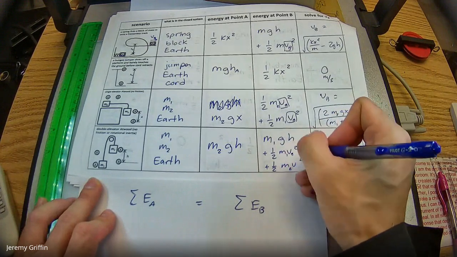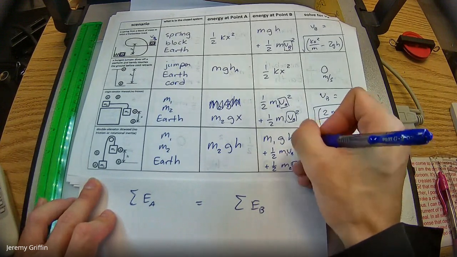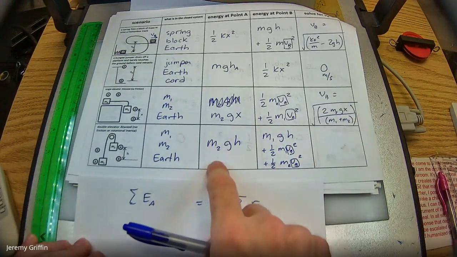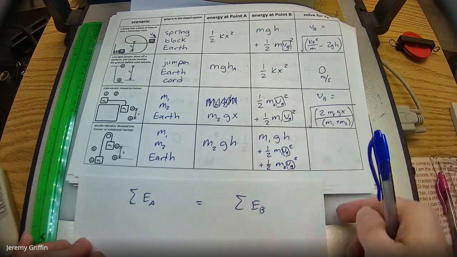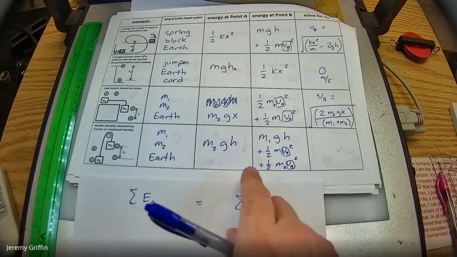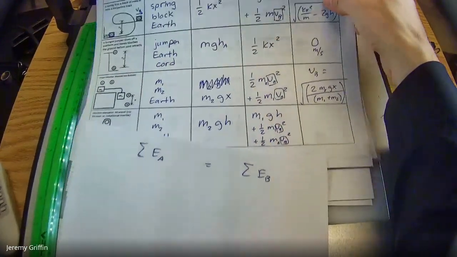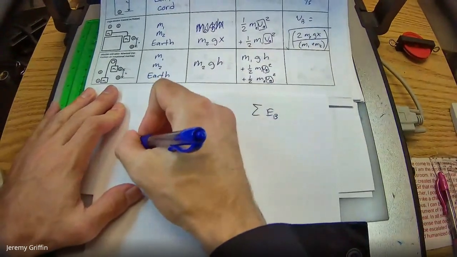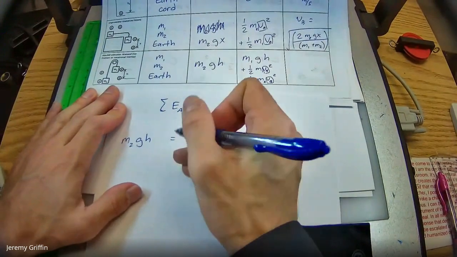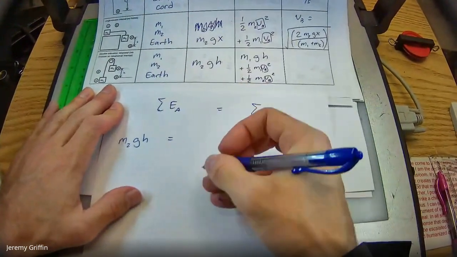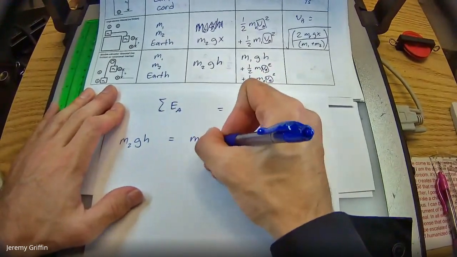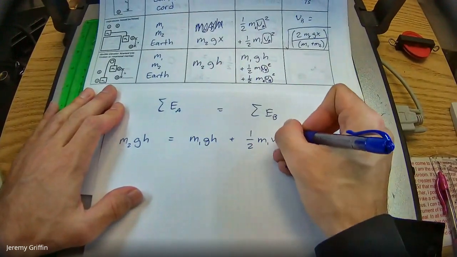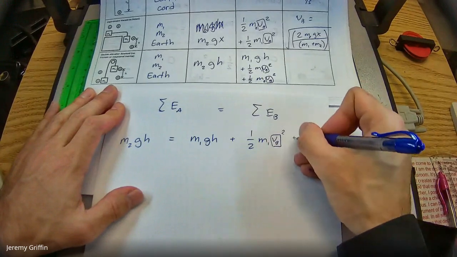Okay. At point B, that right there is going to be the conservation of energy setup. This term equals the sum of these 3 terms. Here's where the energy came from. Here's where it went to. So M2gh, the block falling, provides the energy to lift block 1 and also give each block some speed by the time it gets to point B.